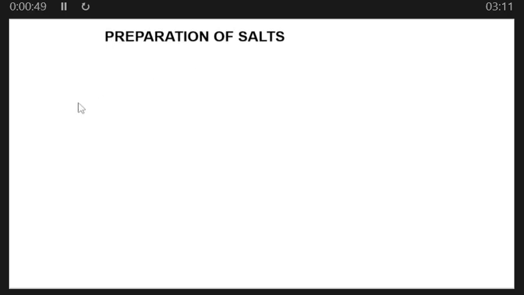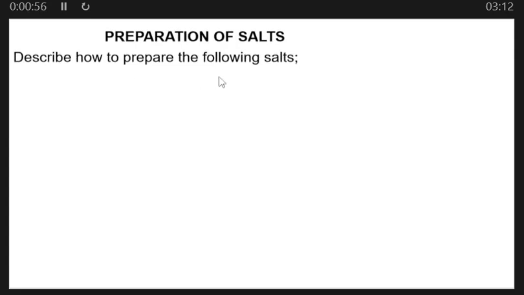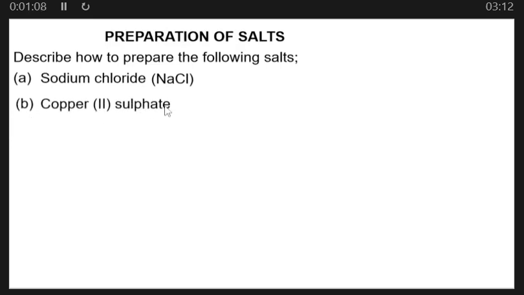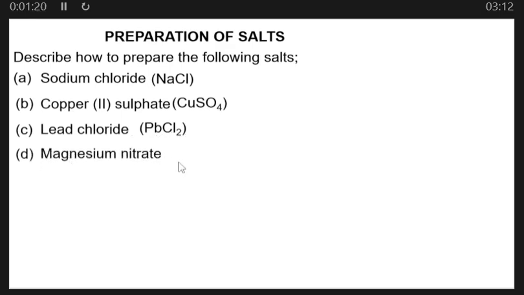All right, so we'll start with these questions here, which say describe how to prepare the following salts. We have salt number A, sodium chloride, which is represented by the formula NaCl, and B we have copper(II) sulfate with the formula CuSO4. Then C we have lead chloride with the formula PbCl2, and lastly we have magnesium nitrate with the formula Mg(NO3)2.